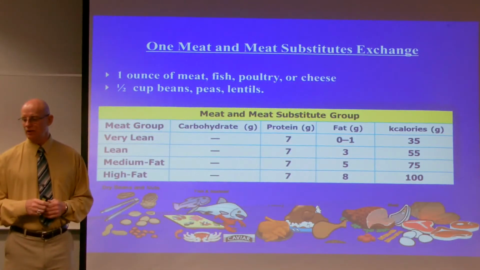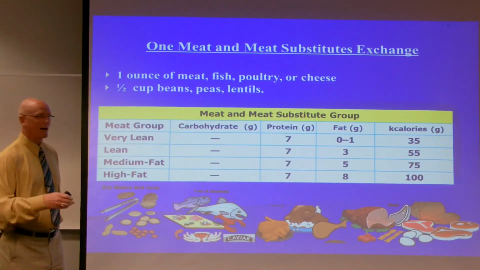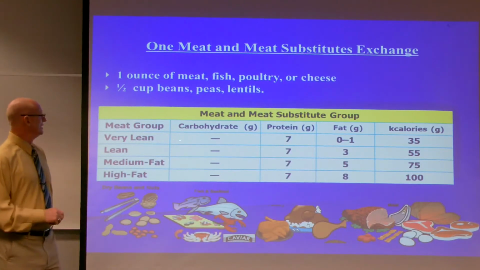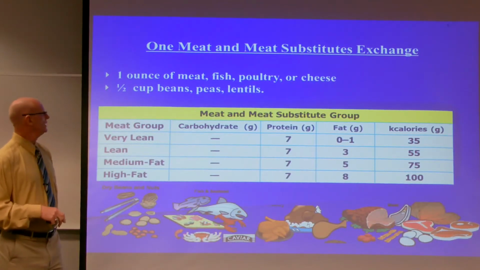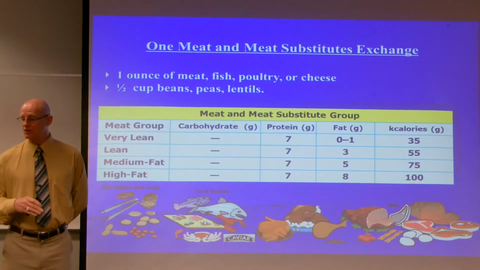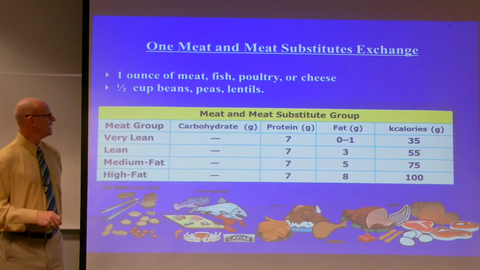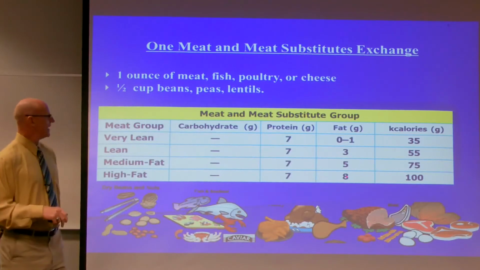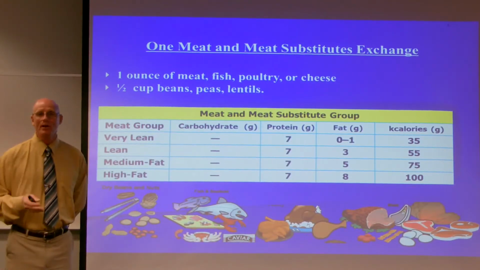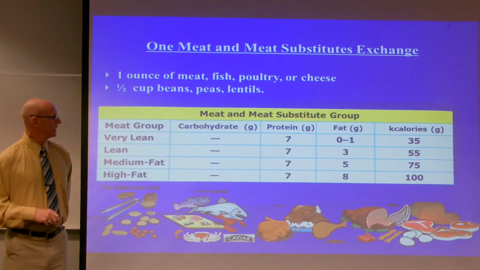One meat and meat substitute exchange. Again, they categorize these by the amount of fat that it contains, and which provides the number of kilocalories. So a very lean meat, there's no carbohydrates in the meats, and you'll have 7 grams of protein. This is based on 1 ounce of meat, fish, poultry, or cheese, or a half a cup of beans, peas, and lentils because they have fat within them. So you can see the very lean meat has a little bit of fat, almost 1 gram of fat, whereas high-fat foods have 8 grams of fat, and you remember 9 kilocalories per gram, so that's considerable, and again, the number of calories.